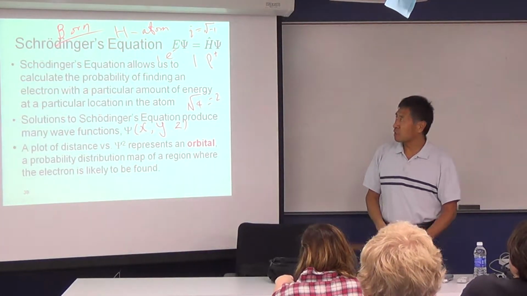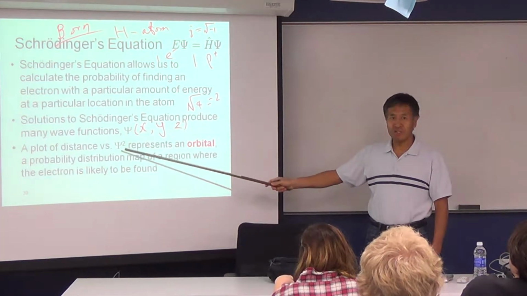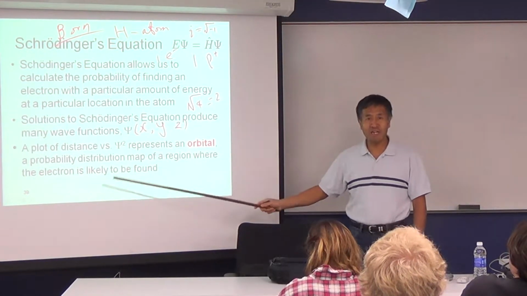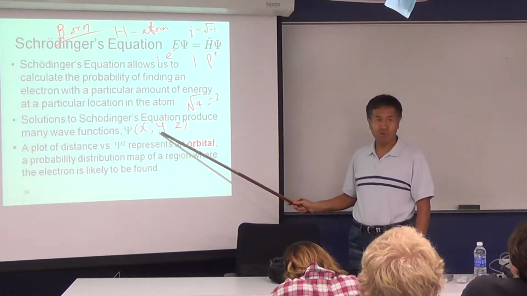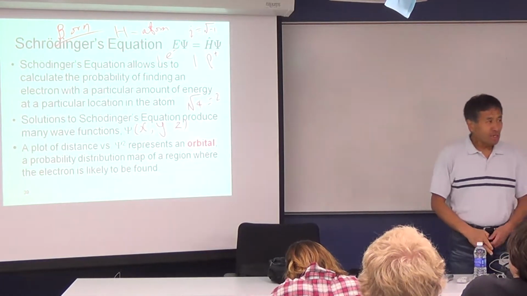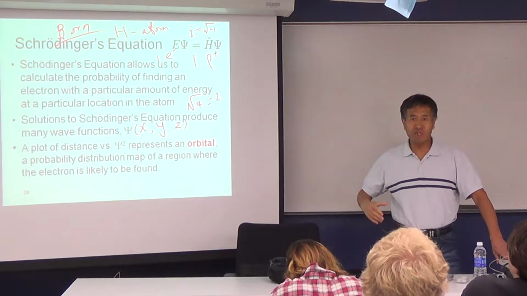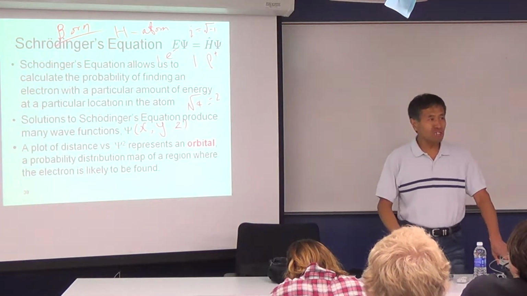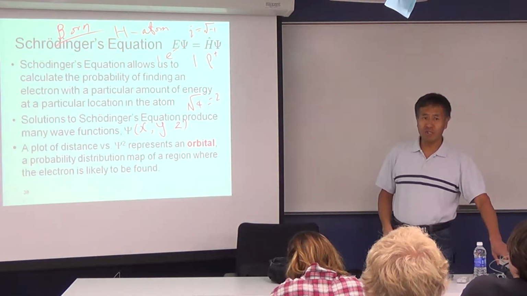So the scientists proposed that if you square this psi, you get psi squared, and this psi squared represents the probability of finding the electron at this x, y, z spot. That is one thing we get from that equation, and there are two more things we get from the equation.